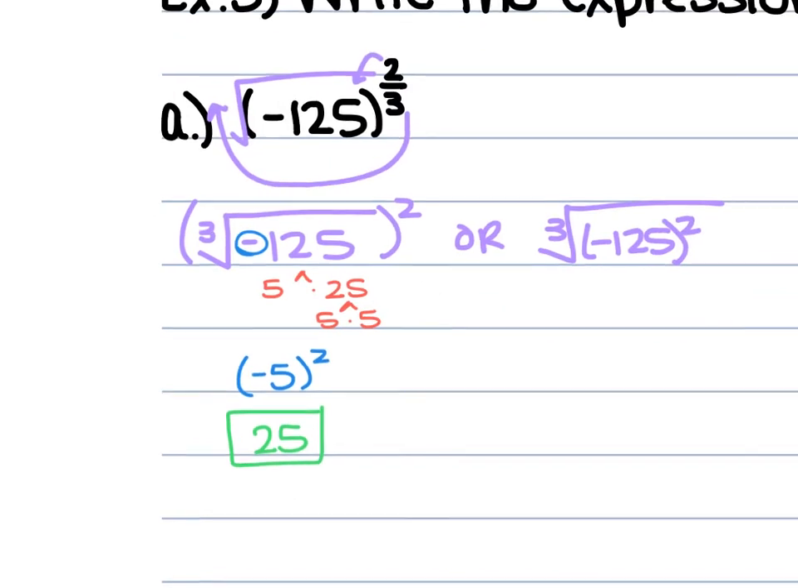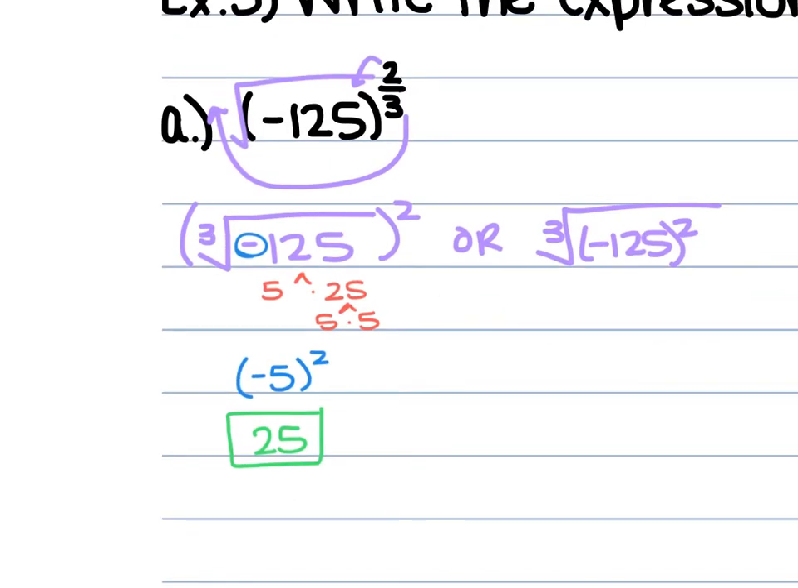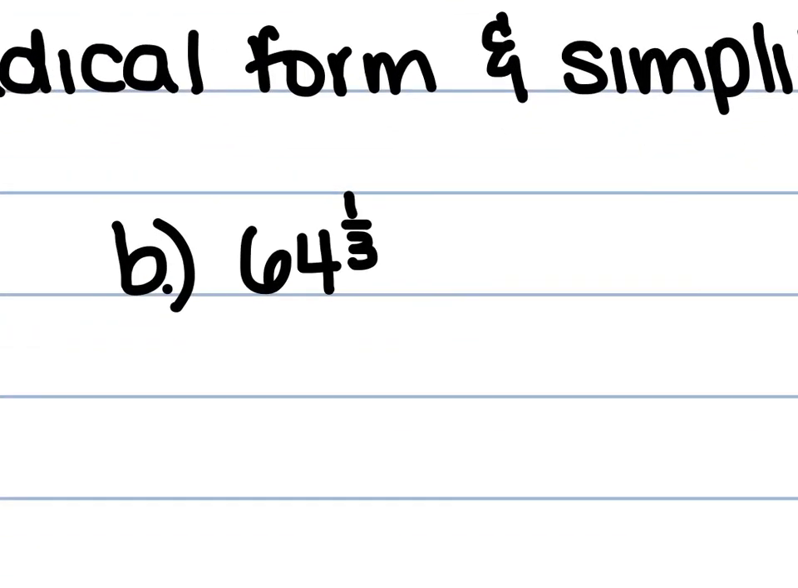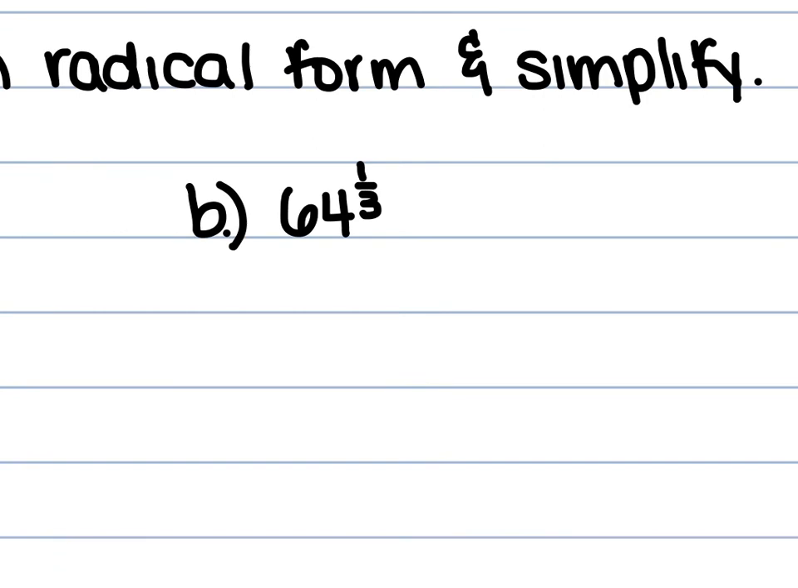So again, it's a lot easier to work with this compared to doing negative 125 squared, which is 15,625, then finding the prime factorization of that, and then doing the cube root of it. So again, it's just my preference. If you want to do it the other way, perfectly fine. Totally up to you. For B, we have 64 raised to the 1/3 power.